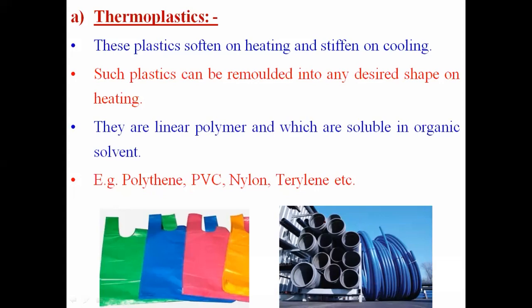Okay, this is just about the thermoplastic. What is the main property of thermoplastic? Yes, they can soften on heating and they are stiffened on cooling. They can be remolded into another equipments with desired shape on heating, and they are the linear polymers and which can be soluble in organic solvent. And these are the examples of that thermoplastic. Let us see second type, thermosetting.